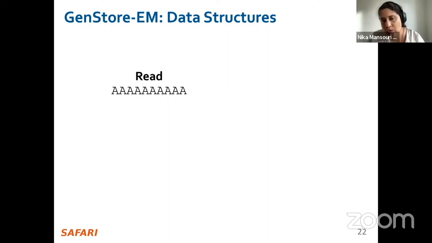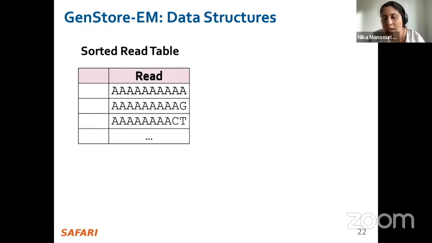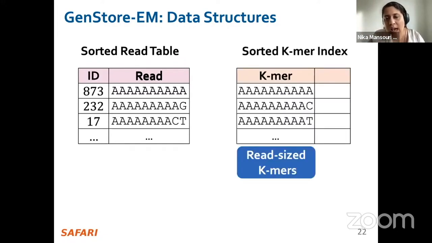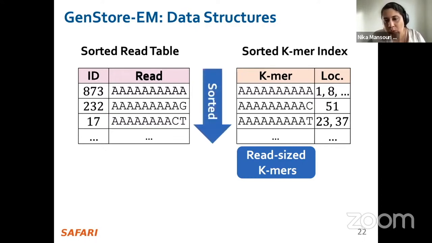Suppose that we have two data structures. First, a sorted read table, each entry of which stores a read and its unique ID. Here a read is 10 characters, but as I said, short reads can be a few hundred characters. Second, we have a sorted k-mer index, which contains all unique read-sized k-mers extracted from the reference genome, along with each k-mer's corresponding location in the reference genome. Each data structure is sorted by read and k-mer in alphabetical order in this case.